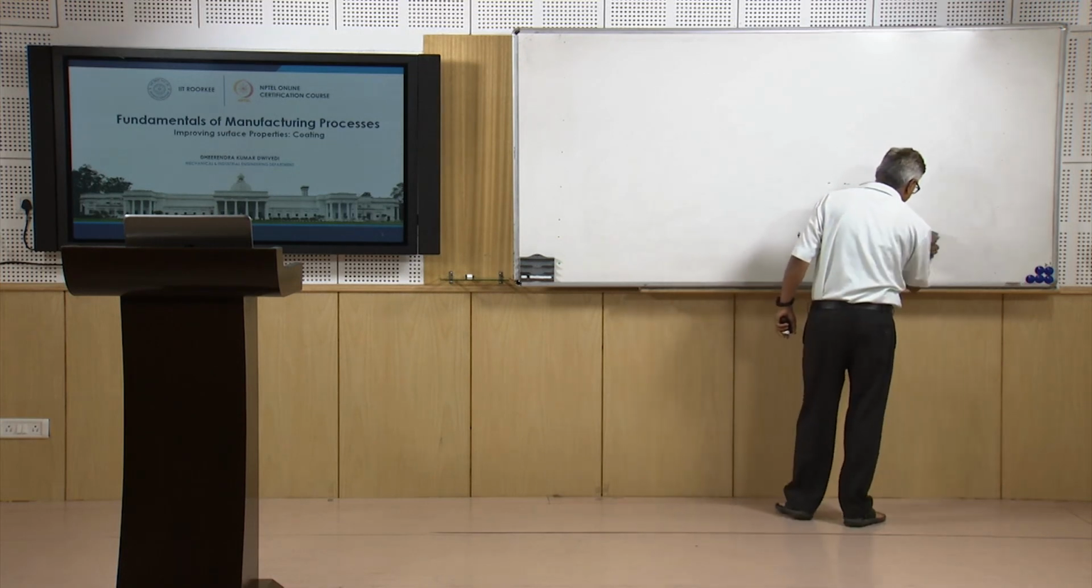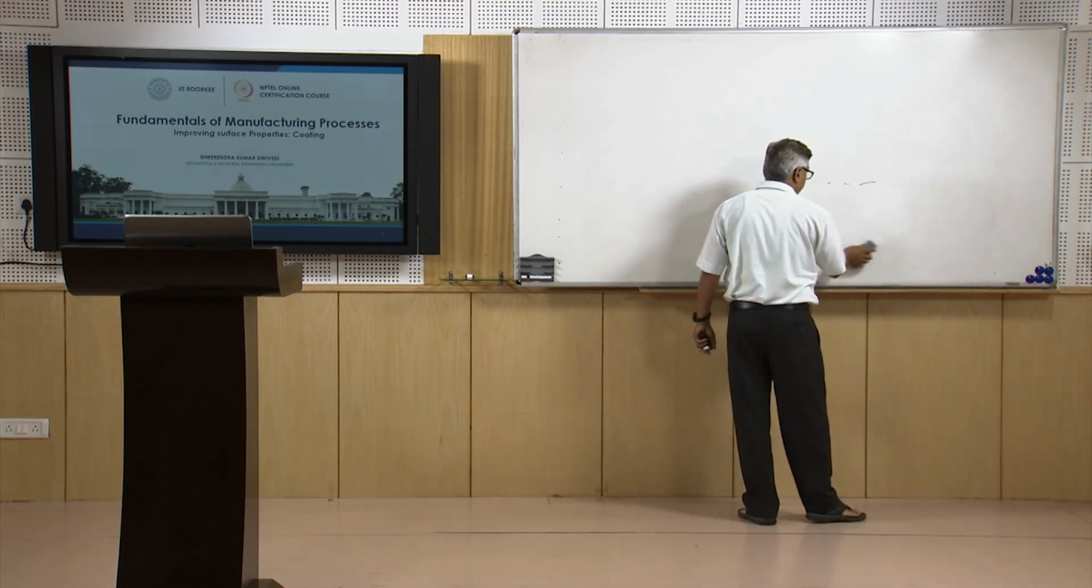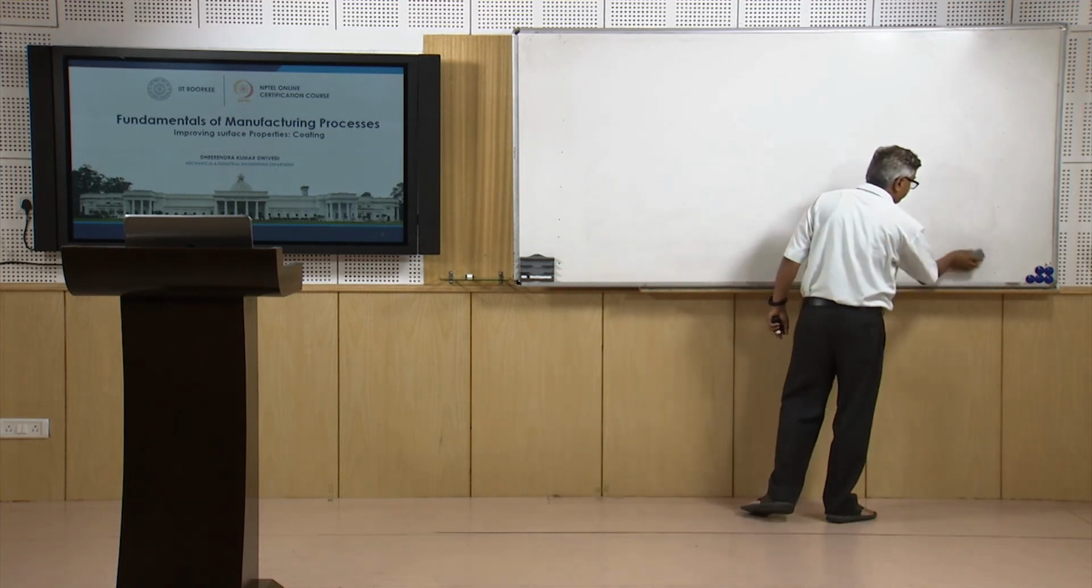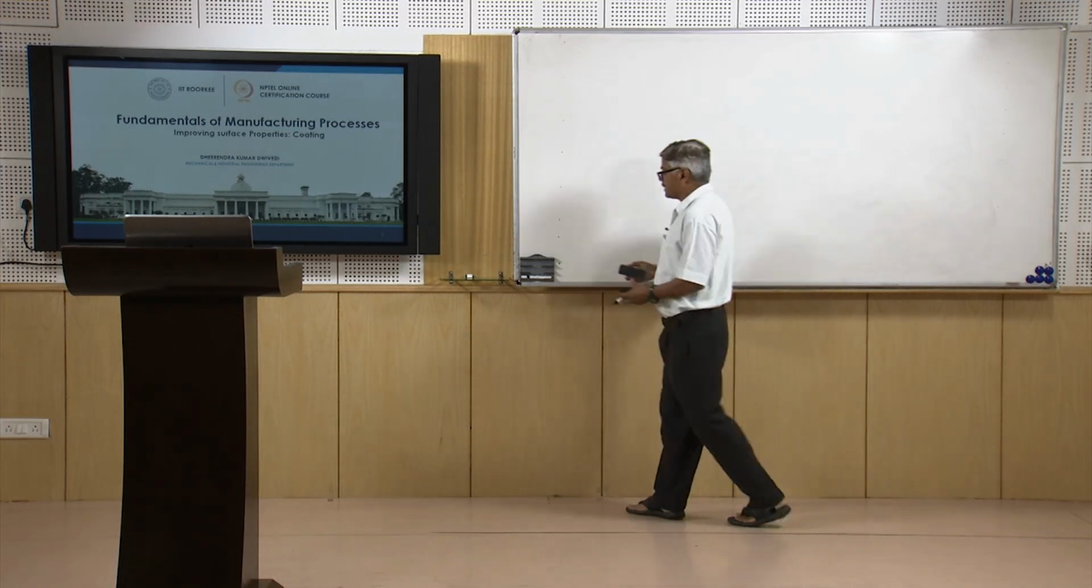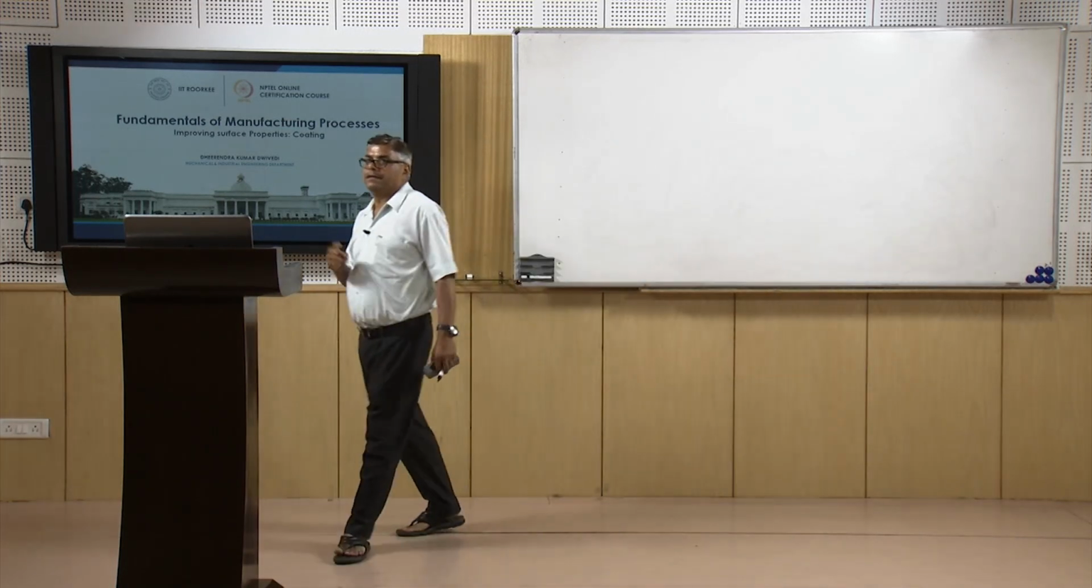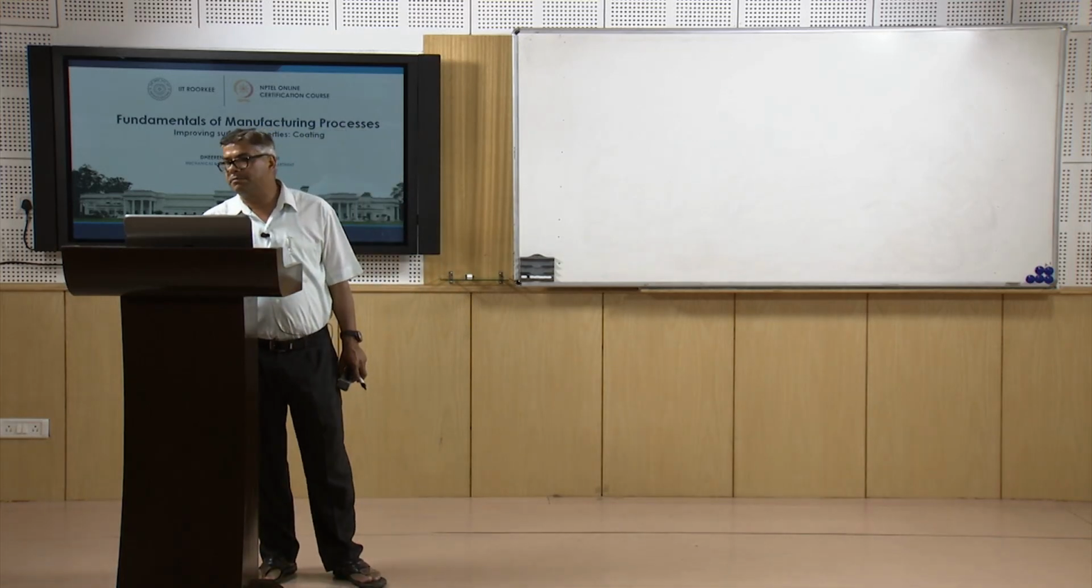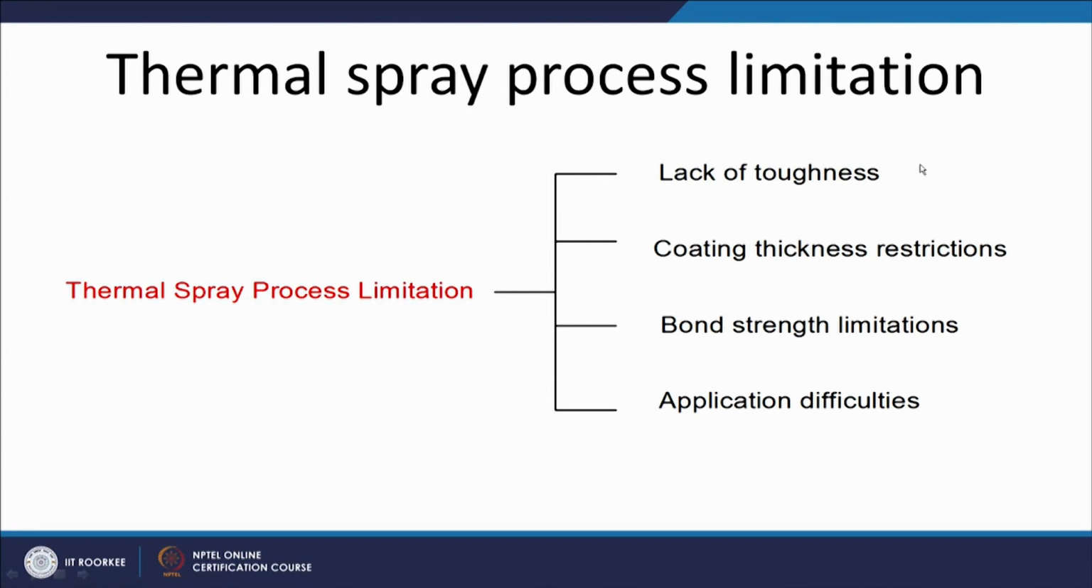These coatings, when they are deposited, do not always perform well. They suffer some limitations, and the common limitations of thermal spray coatings include limited fracture toughness. Basically most of the time these coatings are hard and brittle, but they can be soft also. So these coatings mostly suffer with toughness. Then there are thickness restrictions: hard materials can be coated to very low thickness levels, while soft materials can be coated to a very thick level.